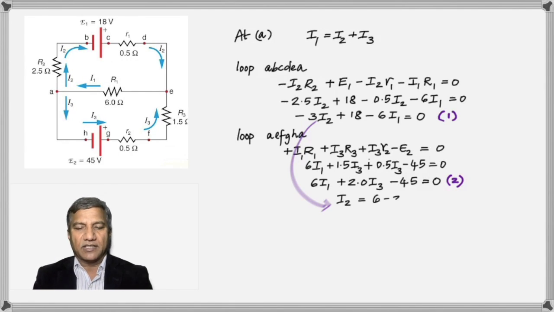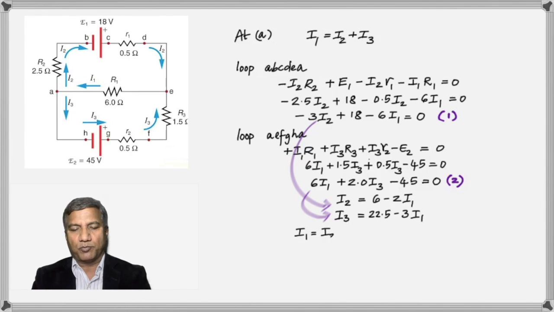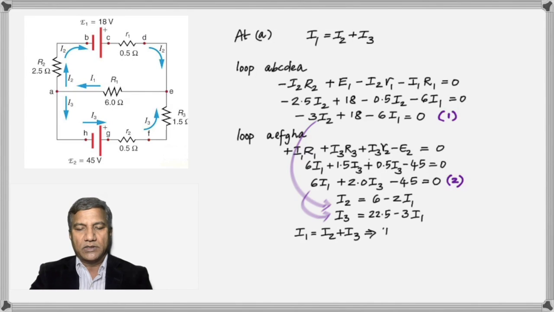And then you can simplify these equations. I2 becomes 6 minus 2 I1. And from here, I3 is 22.5 minus 3 I1. That's because this whole thing is divided by 2. If you divide the whole equation by 2, you get I3, this is going to be 3 I1, and 45 divided by 2 is 22.5, and then you rearrange. That's why we get those two equations. Now, combined with that, we know that I1 is I2 plus I3. So we can use that to substitute for I1.